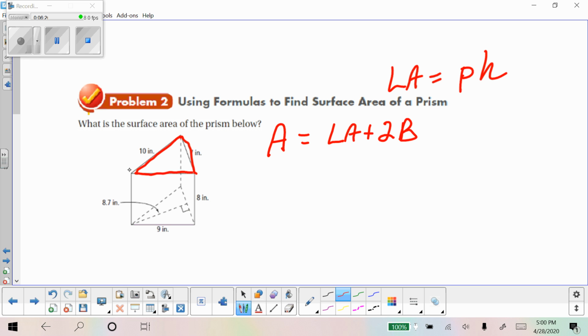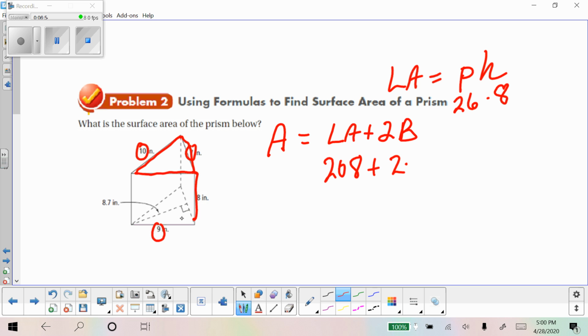The perimeter of the base is 10 plus 9 plus 7, which is 26. So that's the perimeter. And then the height is 8. So we're going to do 26 times 8 for the lateral area. That's 208. And then we have to add 2 bases to that area.